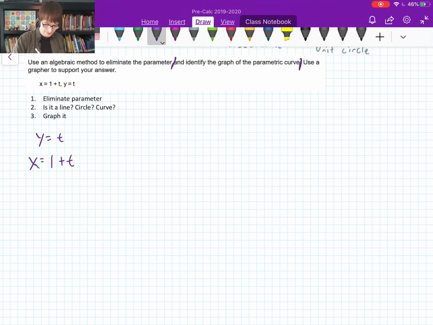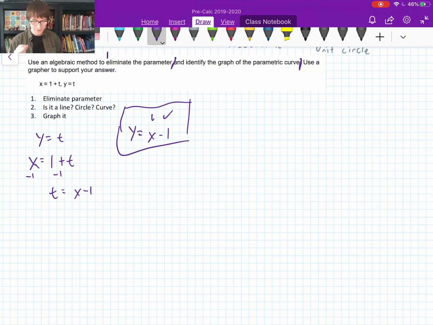So solving for t, we'll subtract 1 from both sides. So we get t equals x minus 1. Cool? Now we know t equals x minus 1. So we plug in x minus 1 for t on the y equation, because t equals x minus 1. So instead of writing t in the y equation, we'll write y equals x minus 1. And that is our new equation. This has eliminated the parameter. This is step 1. Done. Okay.